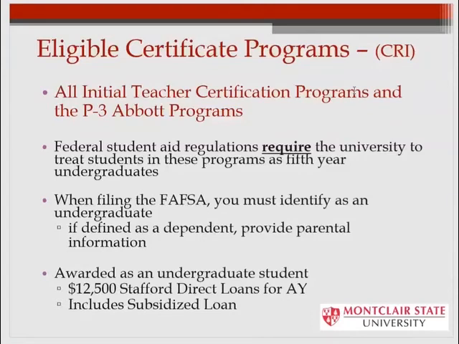So if you are a bachelor's holder and you want to come in for the initial teacher certification, when you're completing your FAFSA, you want to make sure that you identify yourself as an undergraduate student so that you can receive aid as an undergraduate student, all right? The definition for dependent means that you will provide your parental information when you do the FAFSA application. Students who are eligible for this are awarded as an undergraduate student.